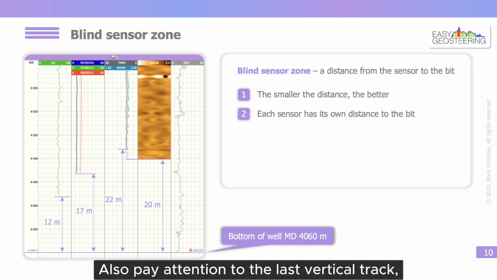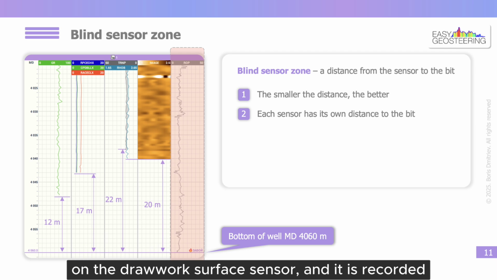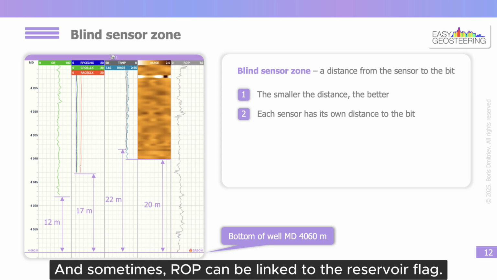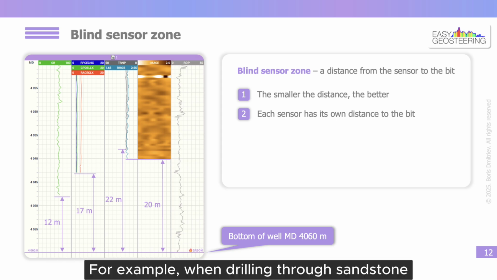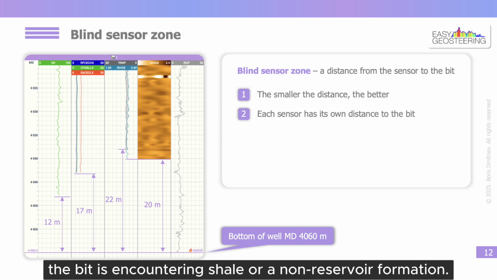Also pay attention to the last vertical track, which shows the rate of penetration. Unlike other measurements, ROP is based on the draw work surface sensor, and it is recorded directly at the bit, meaning it has no blind zone. And sometimes ROP can be linked to the reservoir flag. For example, when drilling through sandstone at a high speed, a decrease in ROP may indicate that the bit is encountering shale or a non-reservoir formation.